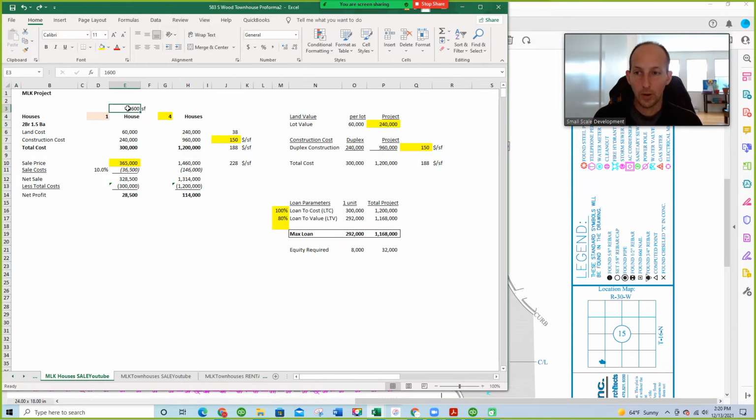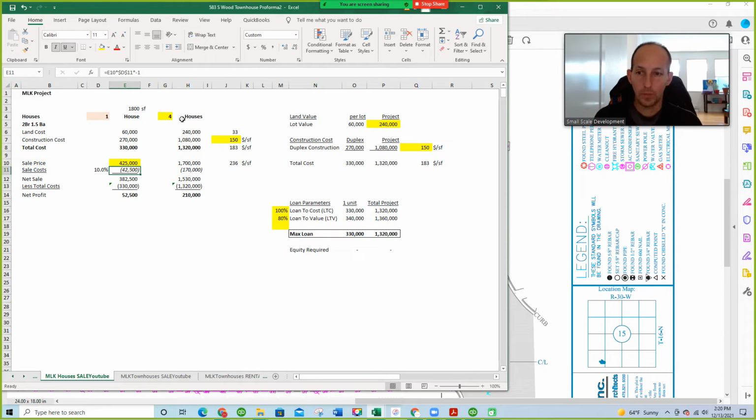We could also look and say, okay, well, I don't want to build 1,600 square foot houses. I think the market really will do 1,800 square foot houses, and they can sell for $425,000, and that'll get me my 50,000 profit per house.